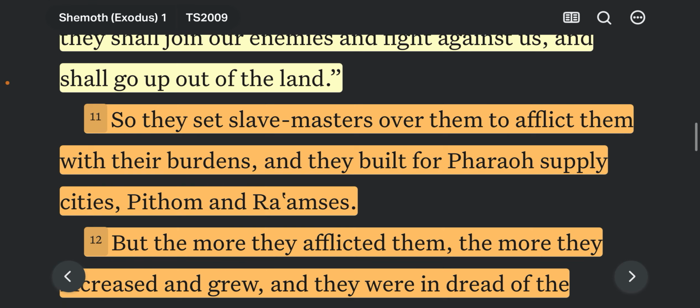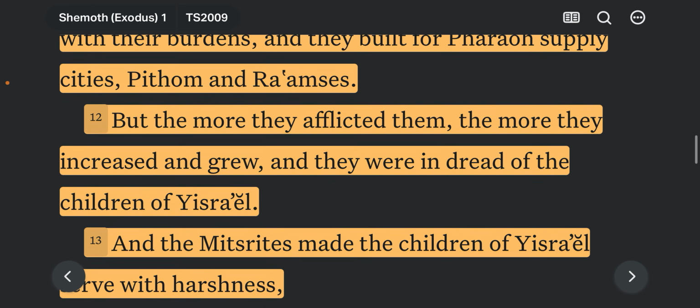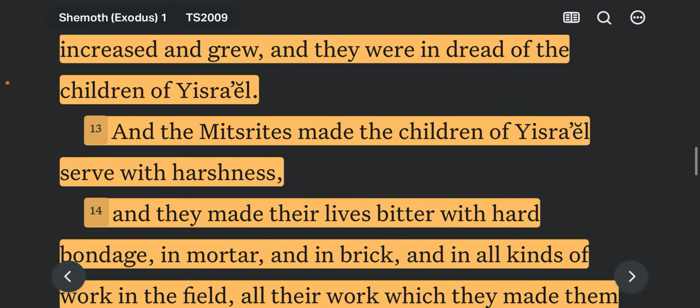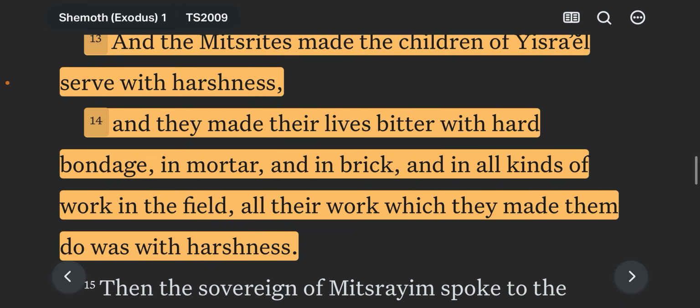So they set slave masters over them to afflict them with their burdens, and they built for Pharaoh supply cities, Pithom and Rahamses. But the more they afflicted them, the more they increased and grew, and they were in dread of the children of Israel. And the Mizrahites made the children of Israel serve with harshness, and they made their lives bitter with hard bondage in mortar and in brick, and in all kinds of work in the field. All their work which they made was with harshness.